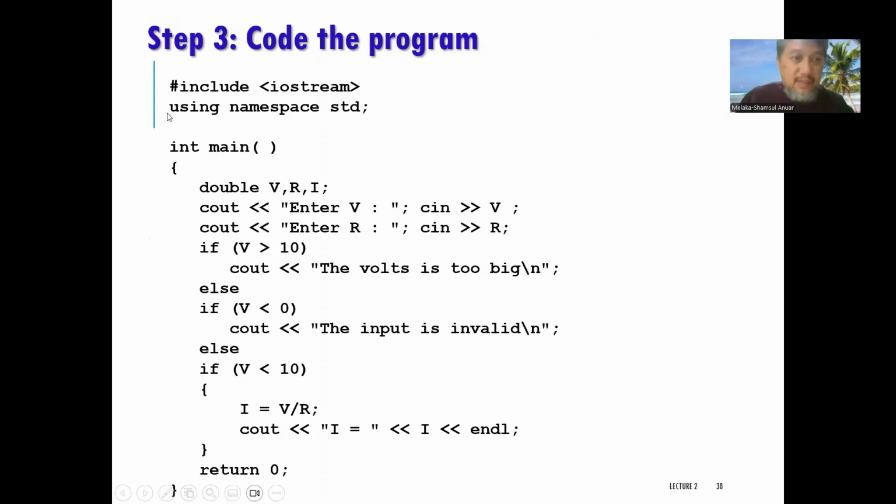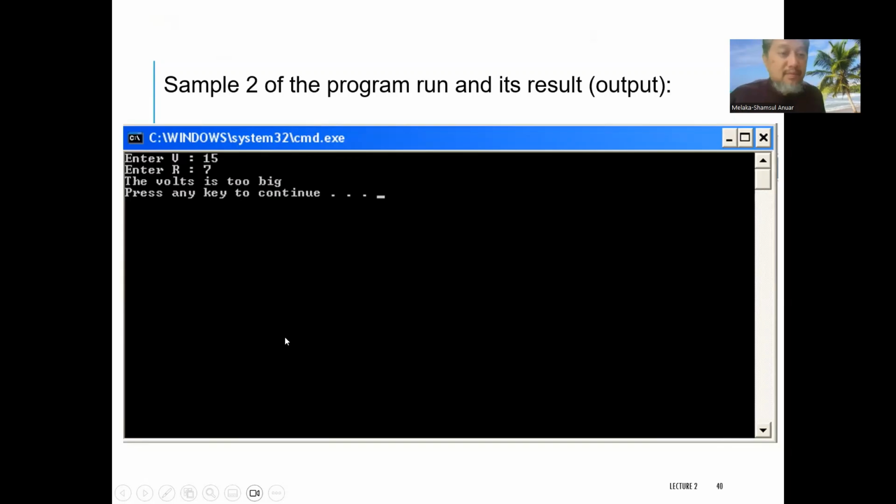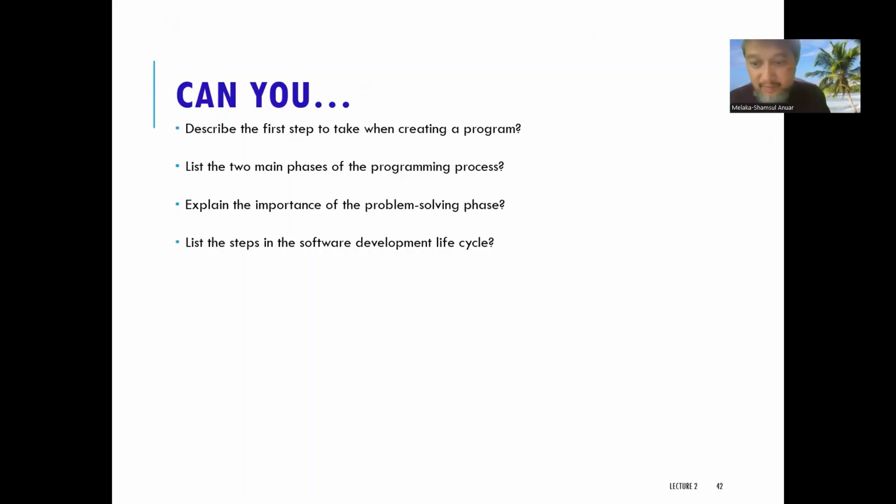So this is another set. I guess you can copy this and try to run it on your computer, and you should get this. Enter V 6, enter R 300. This should give us an I of 0.02. Okay, and so forth.